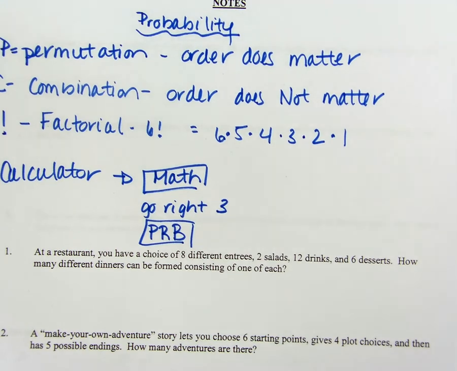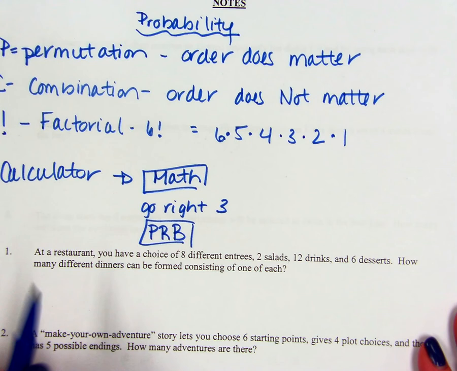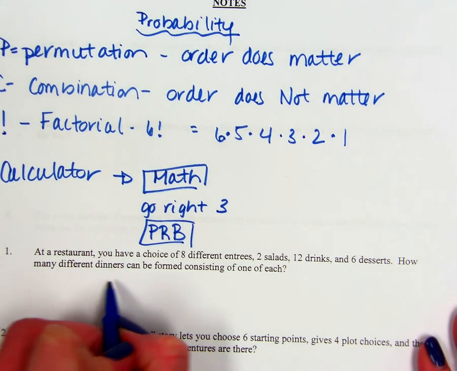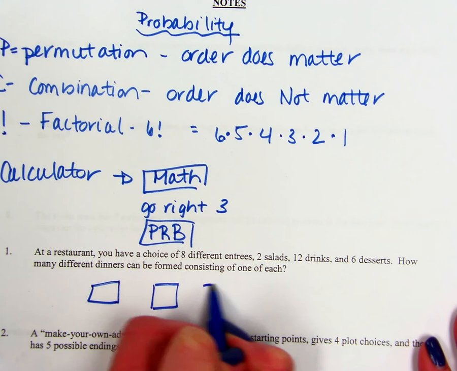So, number 1 says, at a restaurant, you have a choice of 8 different entrees, 2 salads, 12 drinks, and 6 desserts. So how many different dinners can be formed consisting of one of each? So you have 4 different categories, so like 4 different selections for your meal here. So those are going to just be represented by boxes. So we're going to write out 4 boxes right here.